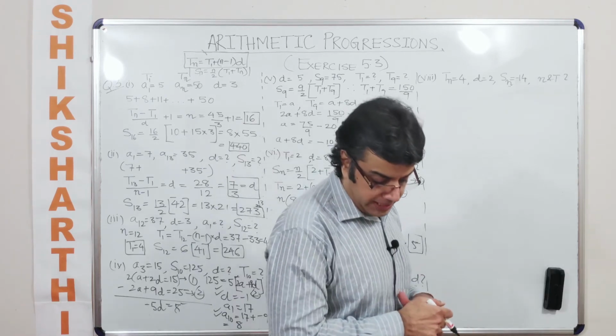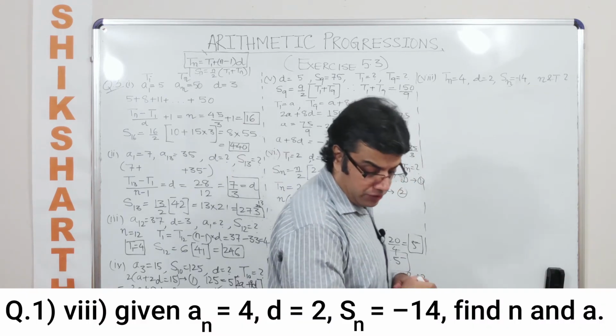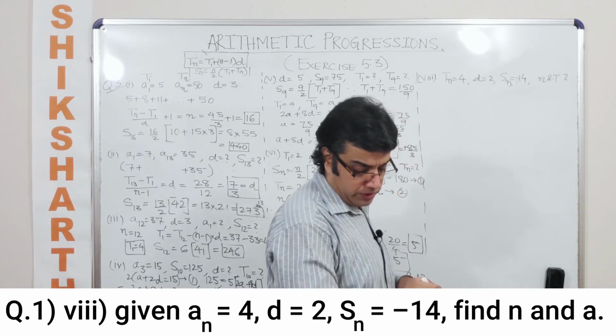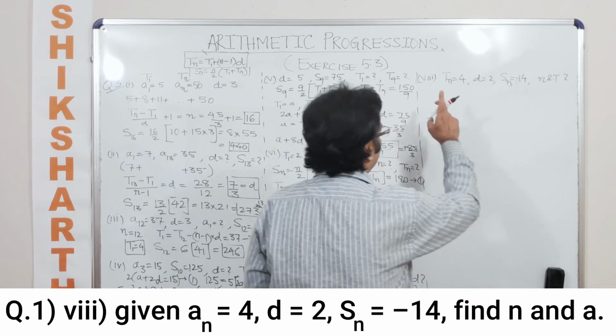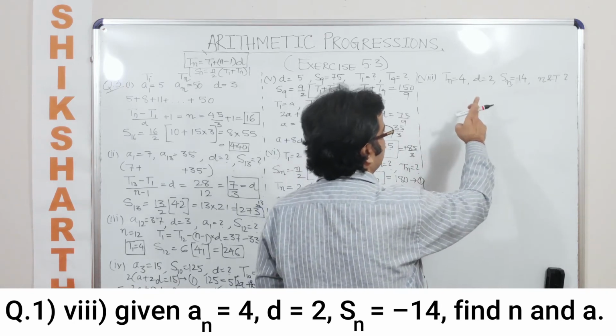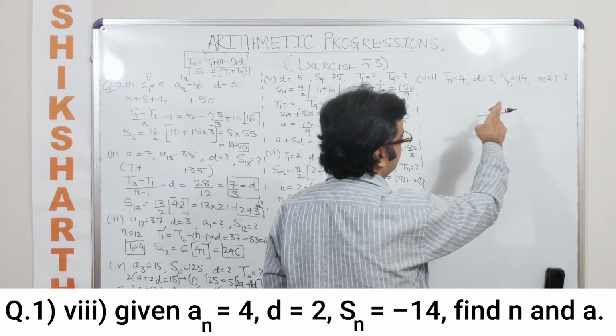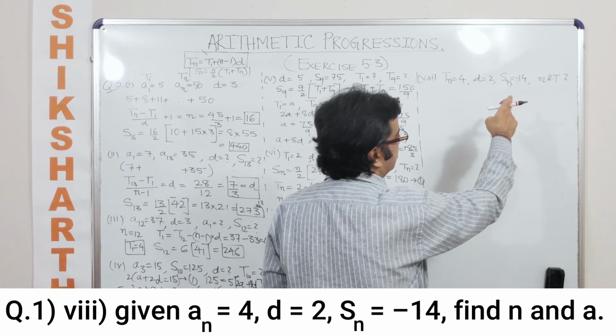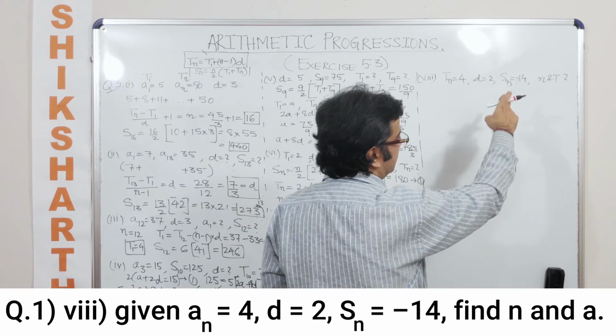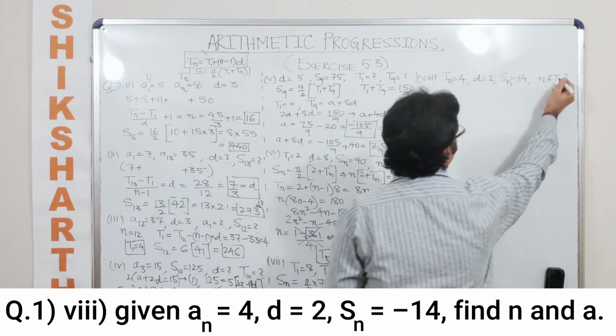So talking about question number 8. In question number 8, they have given you 3 things and they are asking you to find out another 2 things. So they have given you the nth term as 4, the common difference as 2, the sum of first n terms as minus 14, and they are asking you to find out what? The number of terms and the first term is what they are asking you to find out.